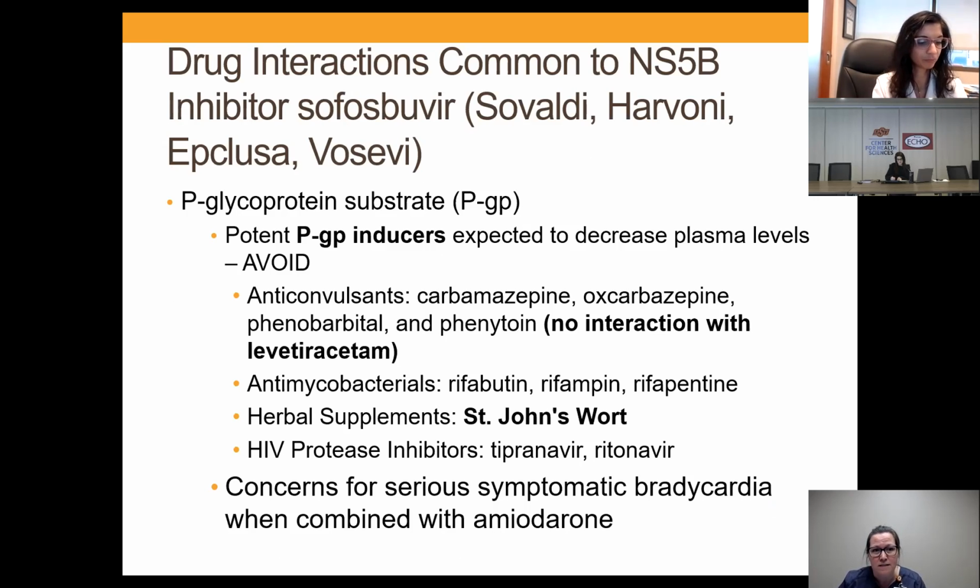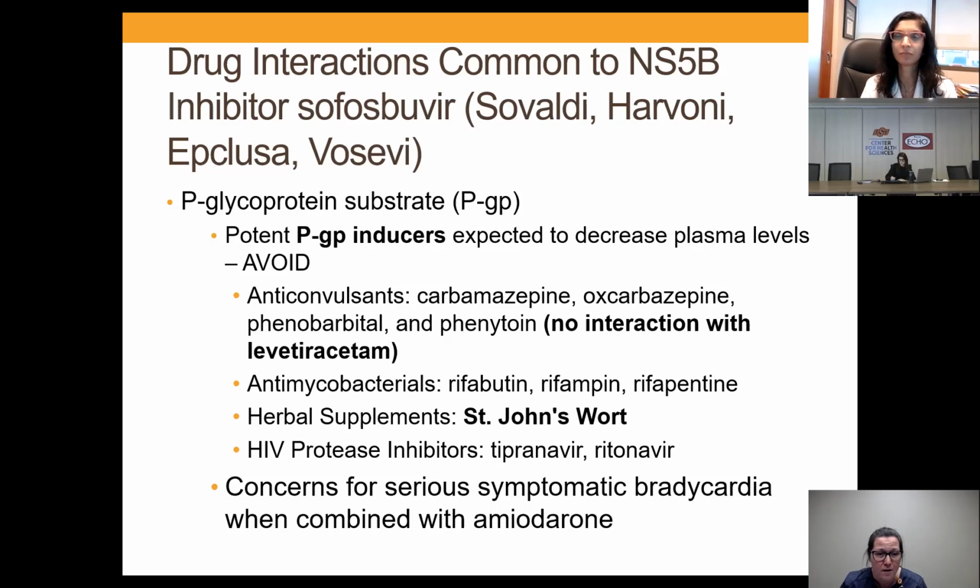And so this one is drug interactions that are common to medications that have an NS5B inhibitor in them. So these are the ones, at least for the most common ones today, that have sofosbuvir in it. So you know it's the NS5B and the sofosbuvir. So they both have Bs. The brand name medications are Sovaldi, Harvoni, Epclusa, and Vosevi.